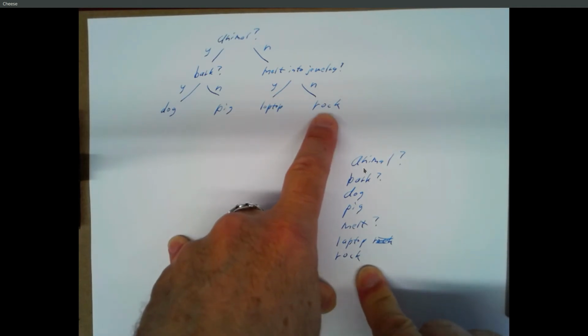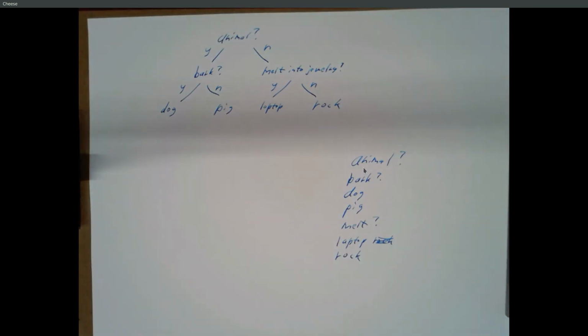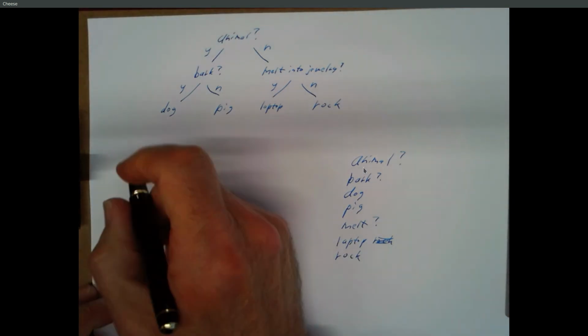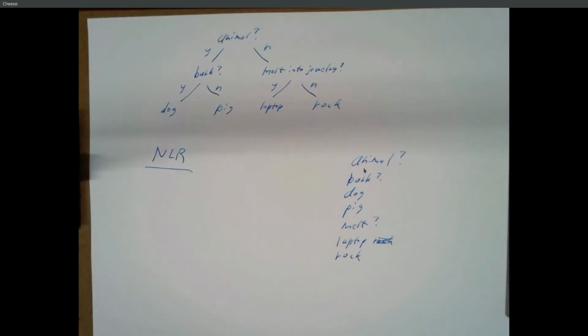So best guess, what's the traversal order for the tree going into this file? Node, left, right. So writing the file is very, very simple. Traverse your tree in node, left, right order and write everything out into the file.